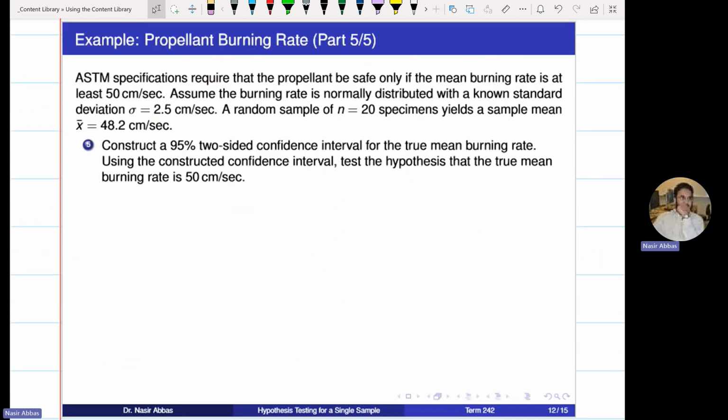Interesting question. Construct a 95% confidence interval for the true mean burning rate and test the hypothesis if the true mean burning rate is 50 or not. Again, what is the question? You have to test the same hypothesis. What is the question?